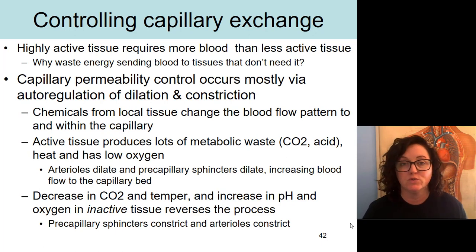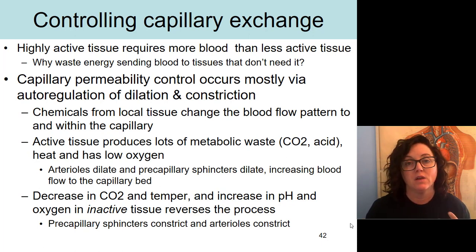And then the reverse occurs when the tissue is no longer being active. So when the tissue is less active, there will be more oxygen present, there will be a lower temperature, there will be less carbon dioxide being produced, and the pH will rise and go back to normal. And again, the arterioles and precapillary sphincters are sensitive to this, and when they detect this, they will constrict and cut off blood flow through that capillary because that capillary is feeding tissue that no longer needs those substances. So that's the process of autoregulation.